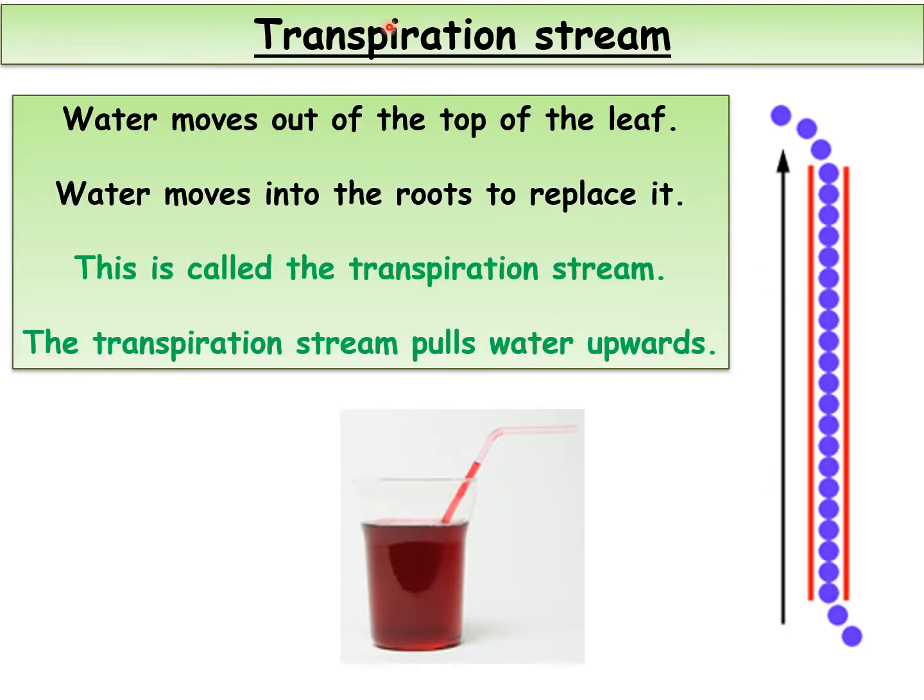Just to summarize, water moves out of the top of the leaf, water moves into the roots, and then obviously the xylem to replace it, and we obviously call this the transpiration stream. And it's to do with pulling water in an upwards direction. So it never goes backwards, it's only in one direction.